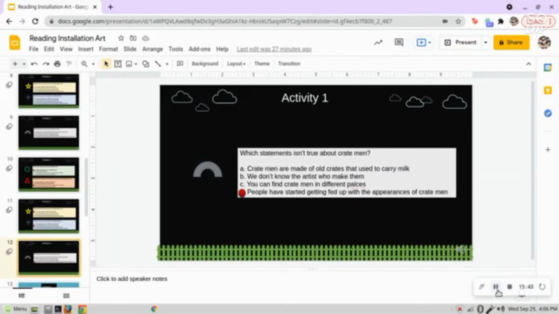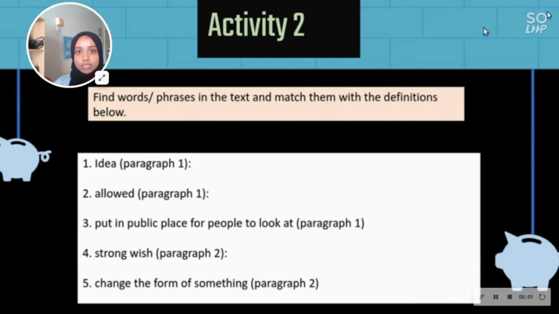So now we move on to the second activity, which is to find words or phrases in the text and match them with the definitions below. You have to find the match for each one. The first one is idea from paragraph one. You can play back the video so that you can stay in the text that I'm reading just now. The second one is allow.